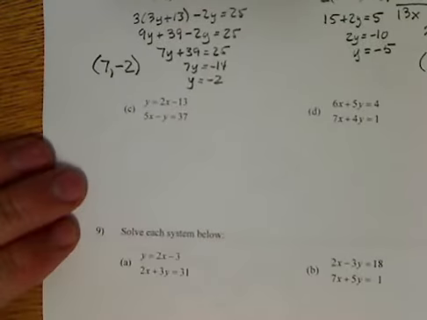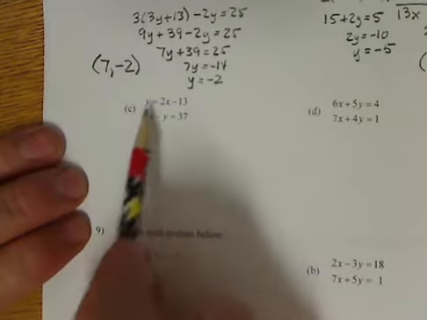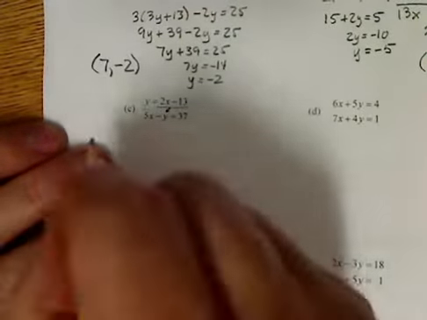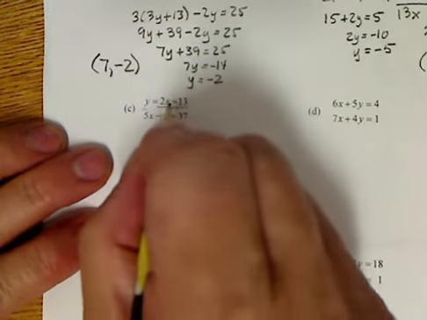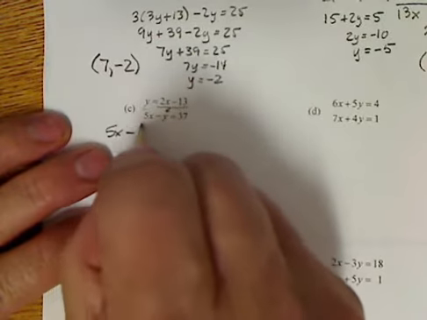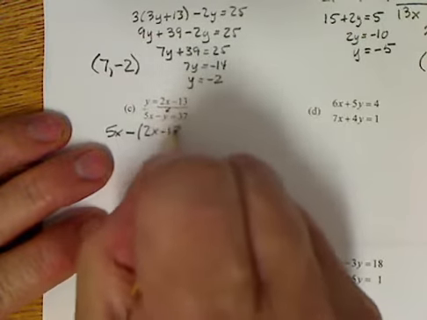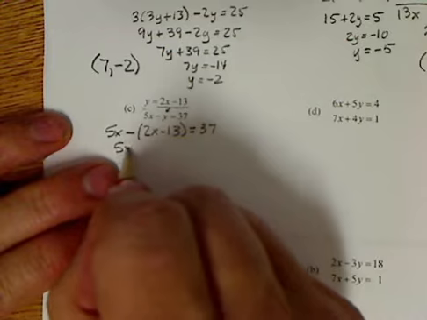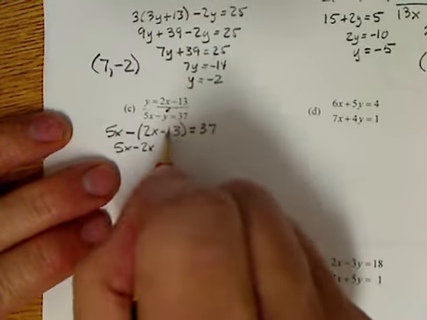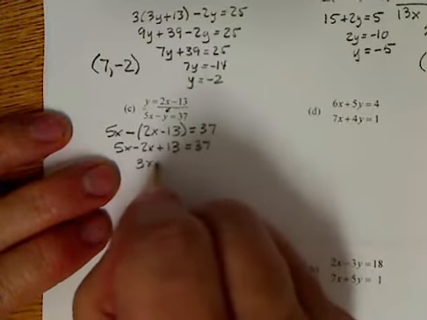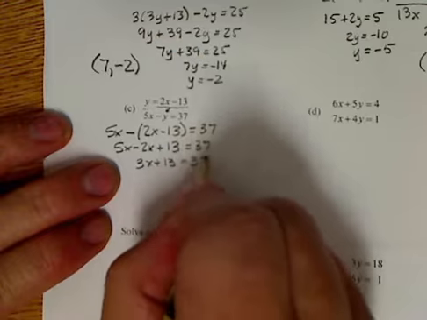Okay, let's look at number, letter C. This one, again, I can use either method, but this one's easier for substitution because I've got y equals. So I'm going to take this and plug it into the y value here. Now you've got to be careful. Watch out for your negative right here because I'm going to have to distribute. Every time I substitute, I should always substitute with parentheses. So I've got 5x minus y, which is now 2x minus 13, is going to equal 37. So 5x minus 2x, I'm going to distribute the negative, minus negative 13 makes that plus 13. Then I've got 3x plus 13 equals 37.